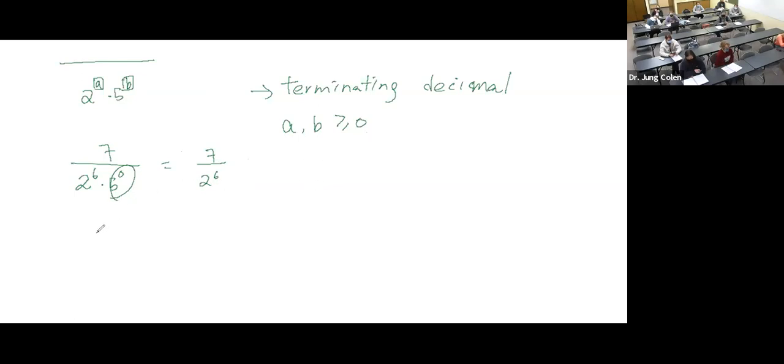What if we have some other prime numbers in the denominator? So for example, if we have 2 to the 5th power times 3, something like that. And let's put some number here, like 7. Do you think this will be a terminating decimal or not?